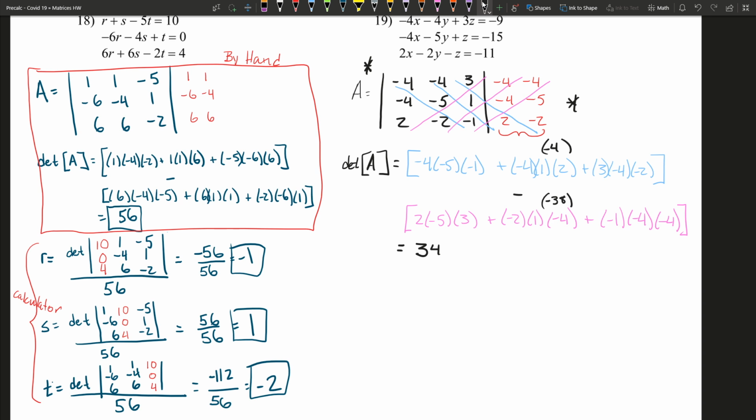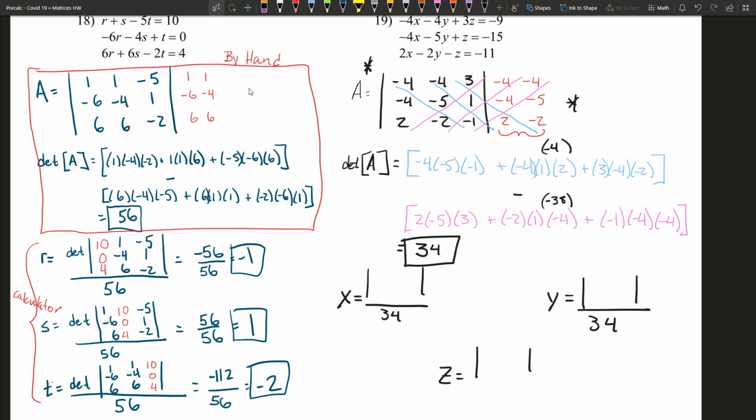Okay, so this number, that's our denominator for x, y, and z. So x will have a denominator of 34. Y will have a denominator of 34. And z will have a denominator of 34. And then the numerators, we have to get the determinant of those matrices.